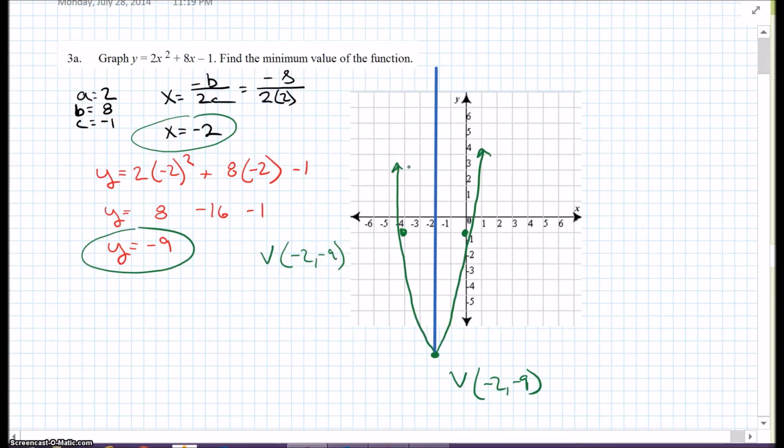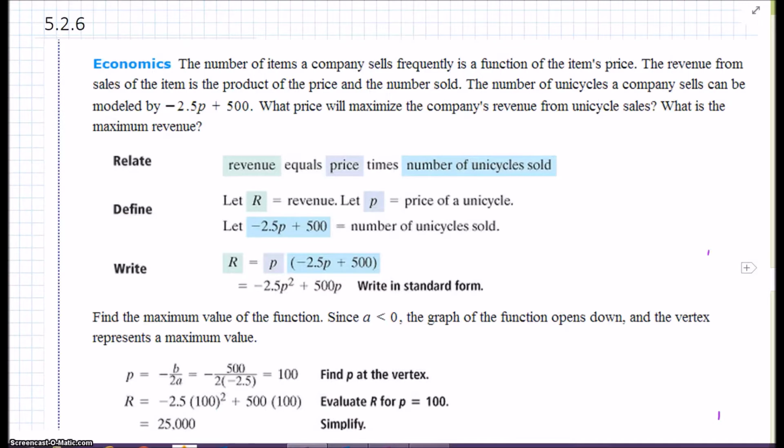Okay, so I graphed it. It says find the minimum value. Well, what's my y value of the vertex? Negative 9. So the minimum value is negative 9. Okay? Next example.